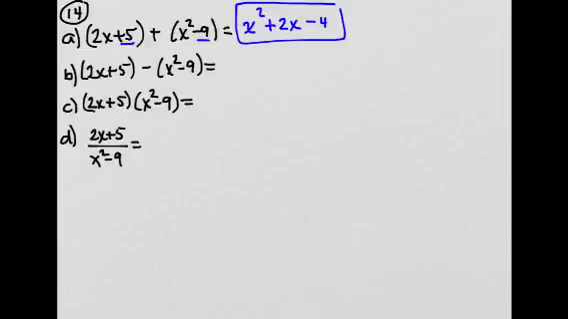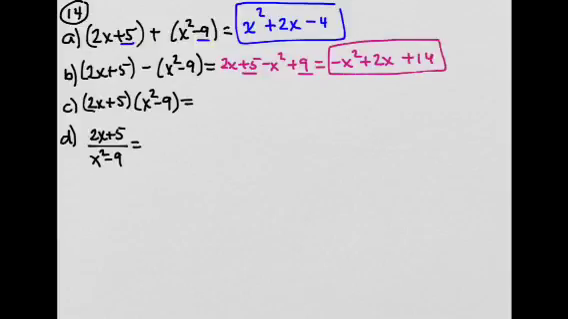For letter B, don't forget we're going to distribute the negative. So we get 2x plus 5 minus x squared plus 9, because a negative times a negative. And then just write it in standard form. So negative x squared plus 2x, and then the 5 and 9, 14.